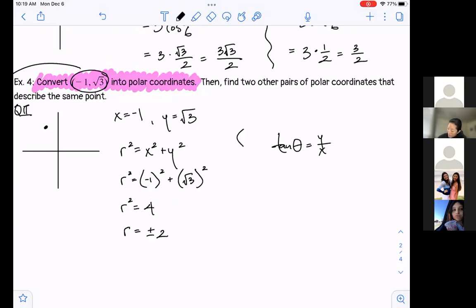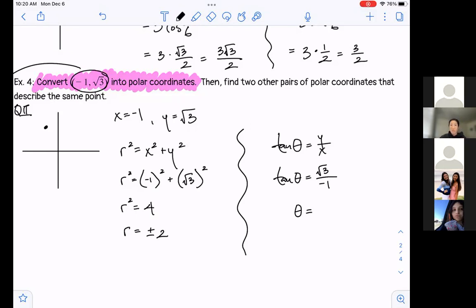All right, now that we found our radius, let's go ahead and find our theta. So tangent theta equals √3 over -1, right? I know the tangent's not on our unit circle, right? So this is the one where we have to do a little bit more work to find out that angle. But what angle is theta if the tangent is -√3?